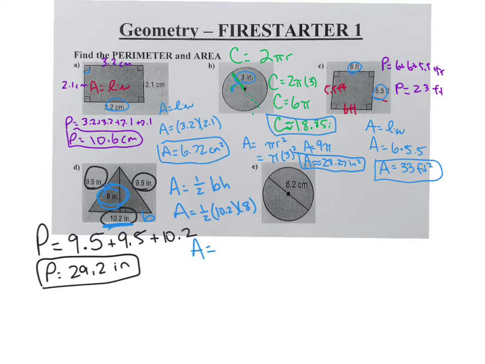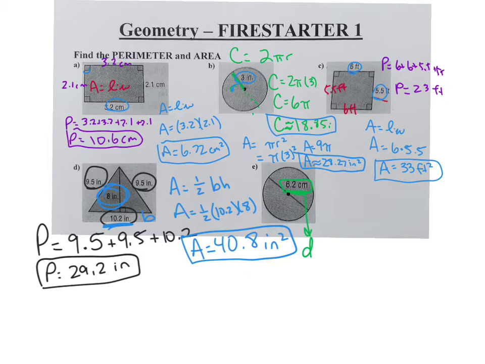So my area is going to be 1 ABC 2 if you're using my calculator, right, times 10.2 times 8. And I end up with 40.8. Remember, it is square inches because we're talking about area. It's coverage, right? And that's it for D. E, we are back to a circle. This is a diameter. That's D.